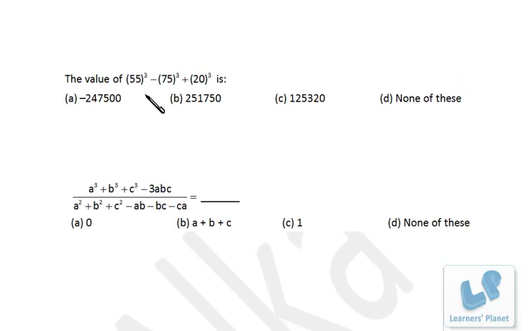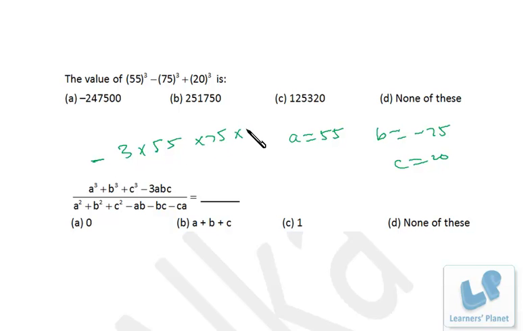Now this one. It's 55 cube minus 75 cube plus 20 cube. As I've already told you, a cube plus b cube plus c cube minus 3abc will be 0 if a plus b plus c is 0. Here a is 55, b is minus 75 and c is 20. That means a plus b plus c is 0. That means a cube plus b cube plus c cube will be 3abc. This is a, b will be minus 75. Be careful about it, and this is 20.